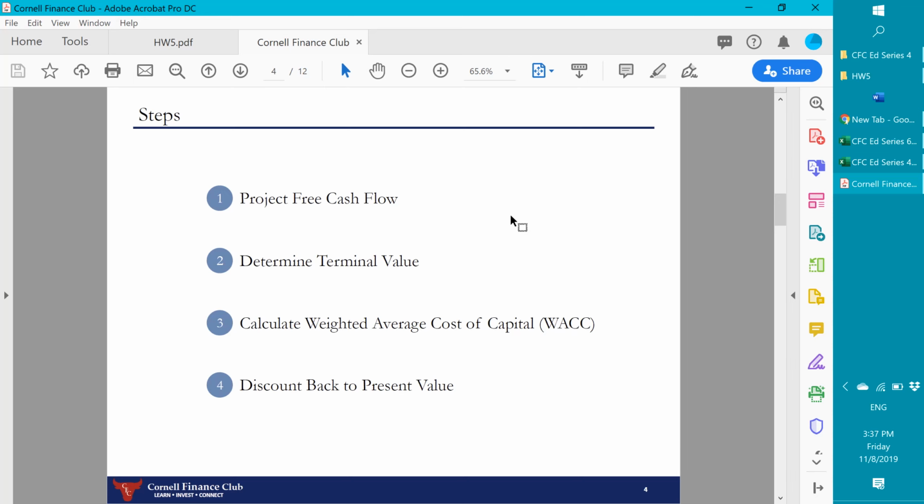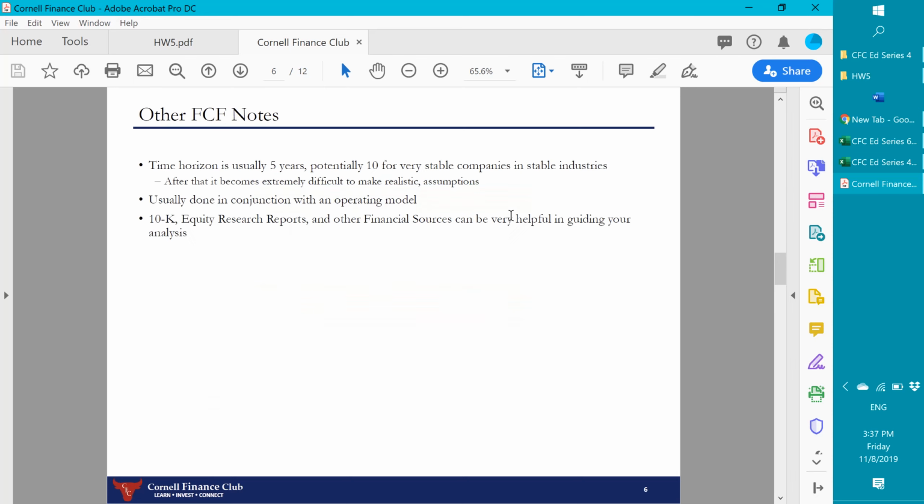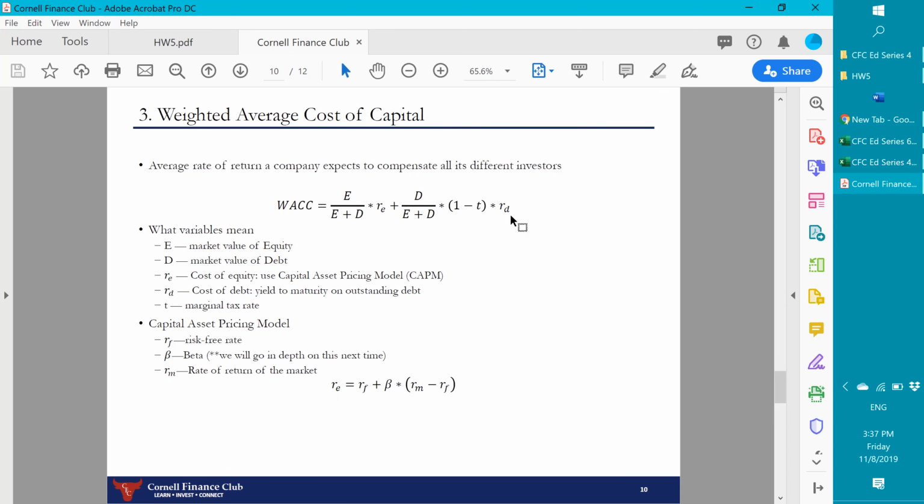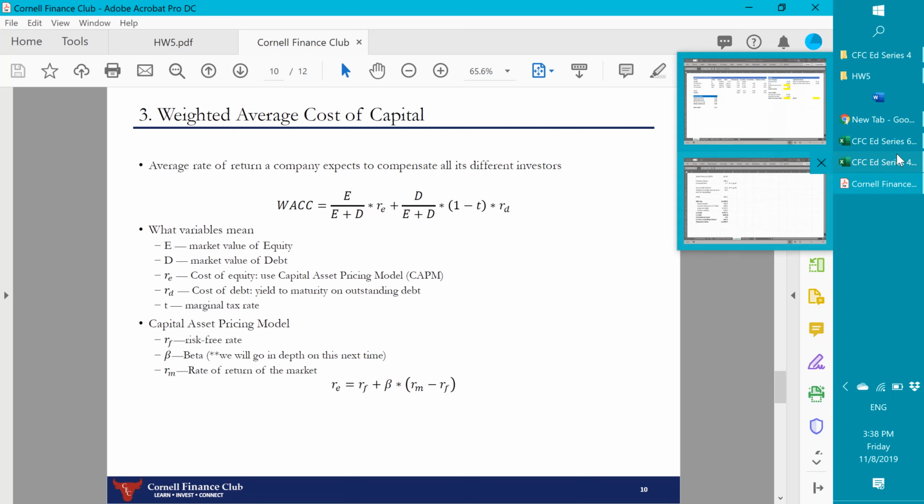So first, let's talk about calculating weighted average cost of capital. You can see here, this is the formula again. This is the equity percentage of the capital structure times the cost of equity, plus the debt percent of the capital structure times the cost of debt, times 1 minus tax rate. So from here, today we'll be going over what each of those things mean on our Excel sheet, so hopefully that will put it more into context.